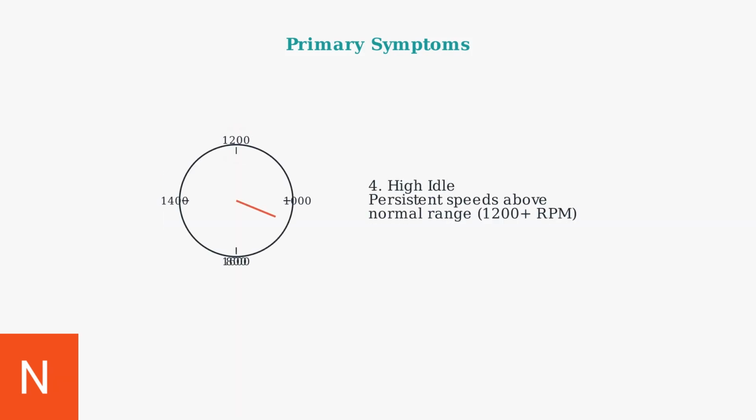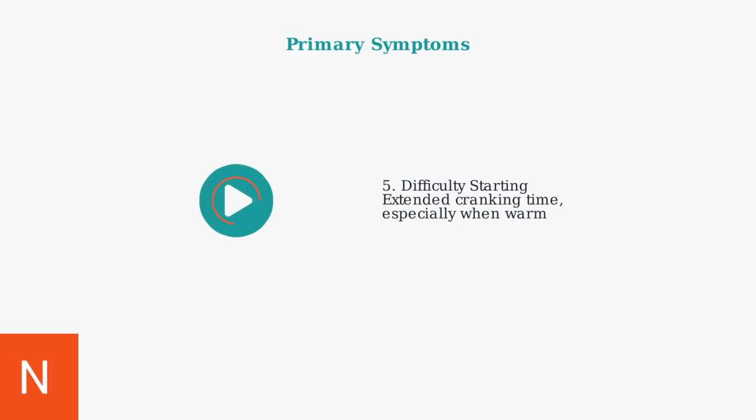Conversely, you might experience high idle, where the engine maintains persistent speeds above the normal range, typically 1200 RPM or higher. Difficulty starting the engine, requiring extended cranking time, can also indicate an IAC valve issue, particularly noticeable when the engine is warm.